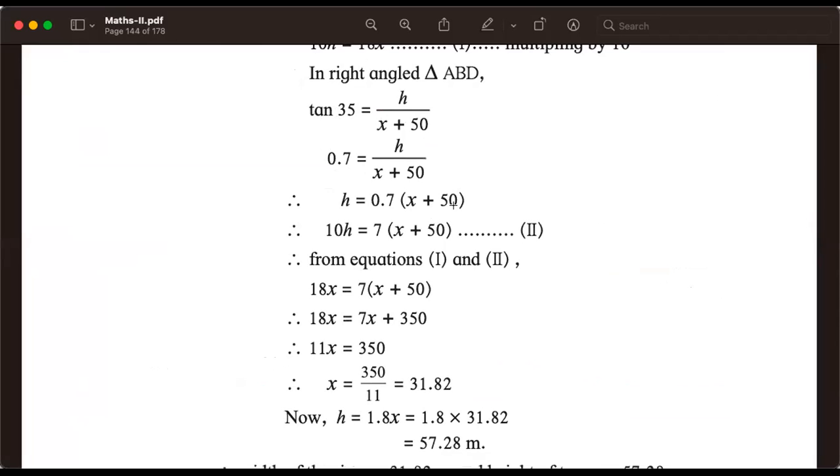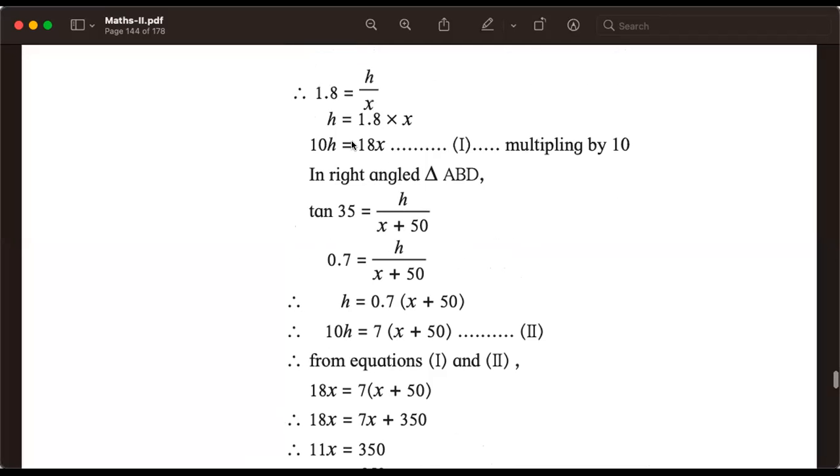How did we get 10h here? To remove this decimal, we move the decimal point one place to the right. To do that, we will have to multiply 10 on the right hand side. If we multiply the right hand side by 10, we will have to multiply the left hand side also by 10. So 10h equals 7. So that is why 0.7 has turned into 7. This is not trigonometry, this is arithmetic.